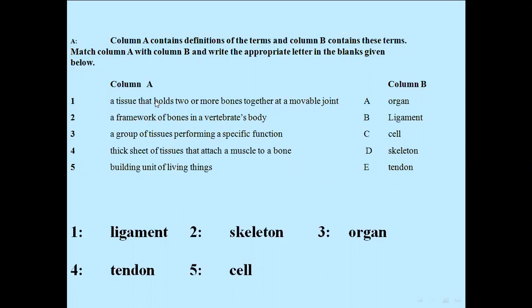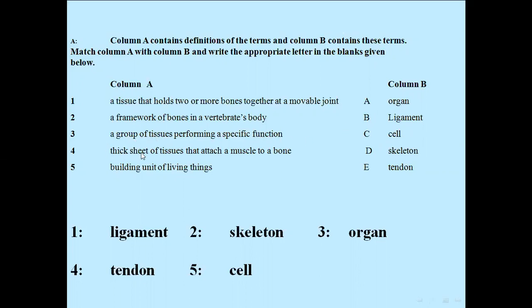A tissue that holds two or more bones together at a movable joint is called ligament. Number one, you match with B. A framework of bones in a vertebrate body is called skeleton. Number two, you match with D. A group of tissue performing a specific function is called organ or cell. A group of tissues performing a specific function is called organs.